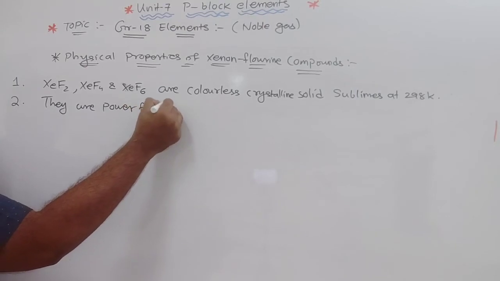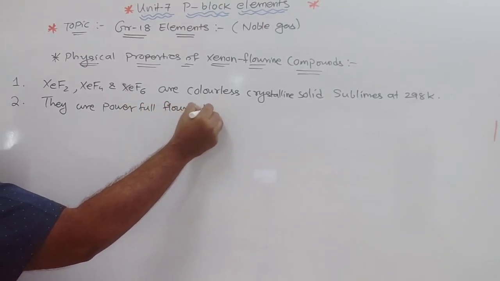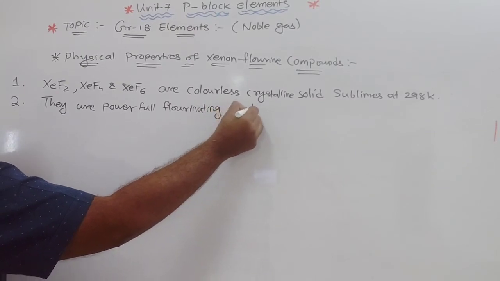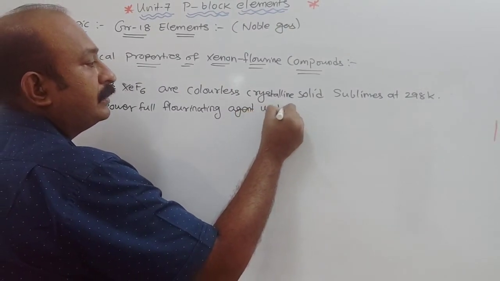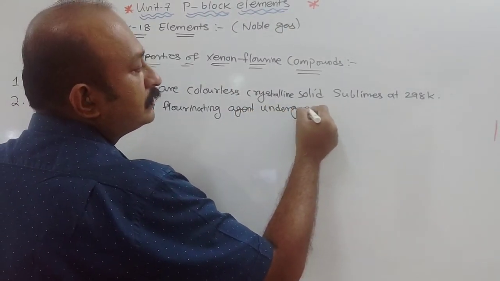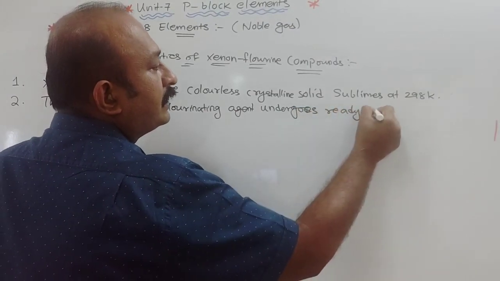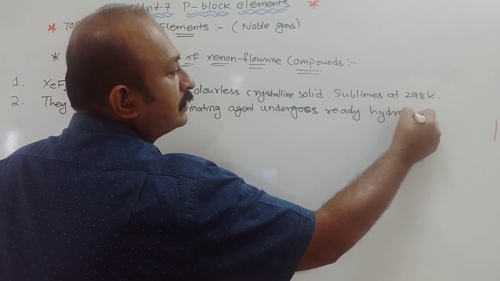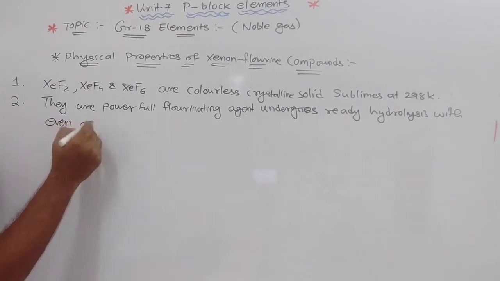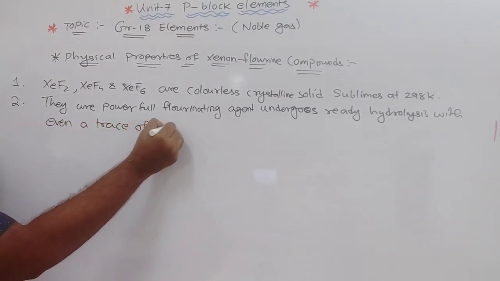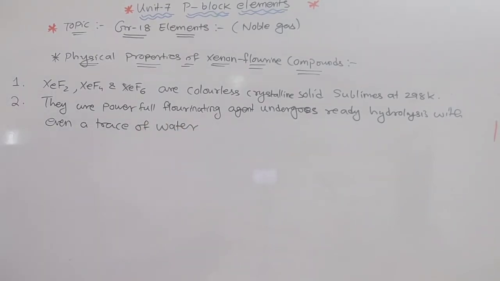Powerful fluorinating agent. Yeah, fluorinating agent. Now this we have already seen in our previous topics of group 17 elements, when we discussed fluorine. So they are powerful fluorinating agents and undergo ready hydrolysis with even a trace of water. Trace means only a little water is there, no? Hydrolysis even with a trace of water.